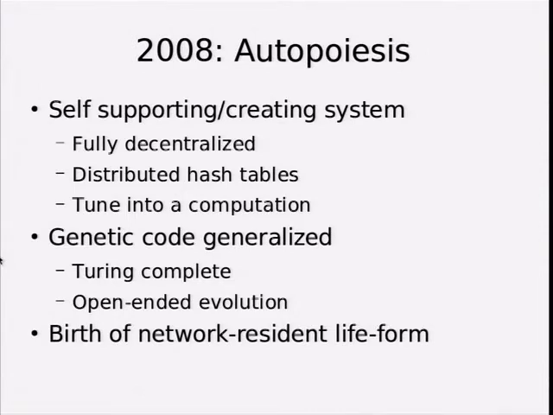And I want it to be like a computation that you can tune into from anywhere, that doesn't have any physical location but just exists strictly in cyberspace. And I would like to keep extending the genetic code. Every year I add more operators to it, more functions to it. But I would like to really turn it into a real language, effectively a Turing-complete programming language, so that the network can support really open-ended evolution.